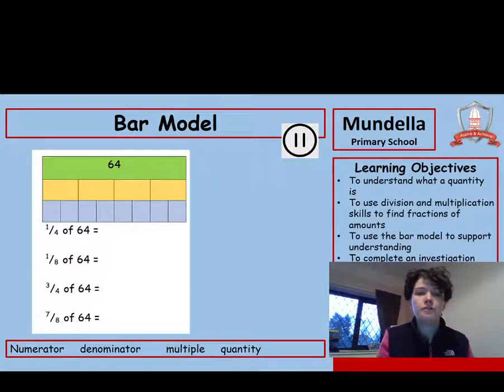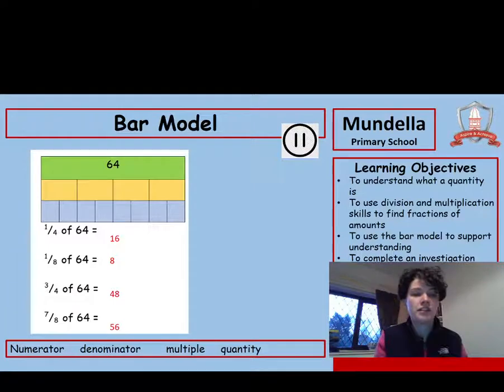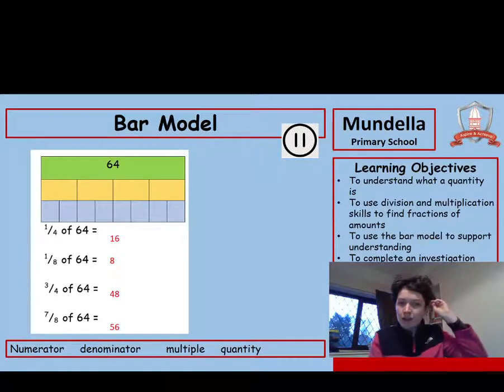Okay, so the answers are going to come up on the screen in 3, 2, 1. Here we go. So 1/4 of 64 is 16. 1/8 of 64 is going to be half of 16. As we can see, 1/4 is the same as 2/8.